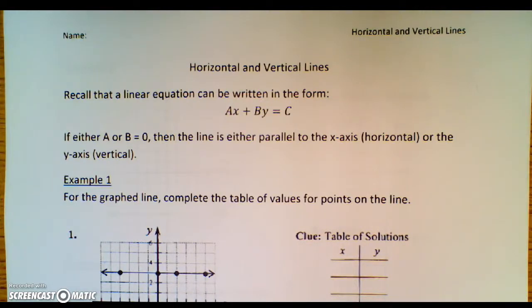Alright, for today's lesson we're going to look at horizontal and vertical lines. It's a continuation of the graphing that we've worked on. There are some special cases that we can deal with that are horizontal and vertical.